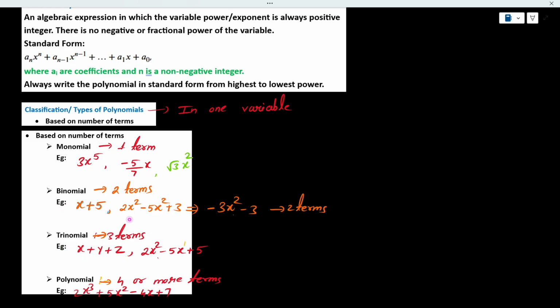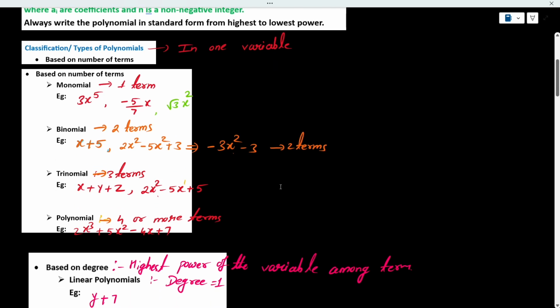In this next example, it looks like three terms, but here the two terms are like terms. So if you simplify, it becomes minus 3x square minus 3. That means at the end there are only two terms, so this is also a binomial. Trinomial, similarly, is any polynomial with three terms, that means the terms are separated by addition or subtraction sign.